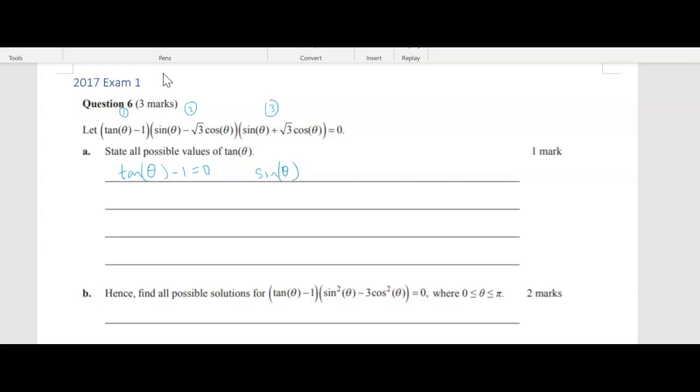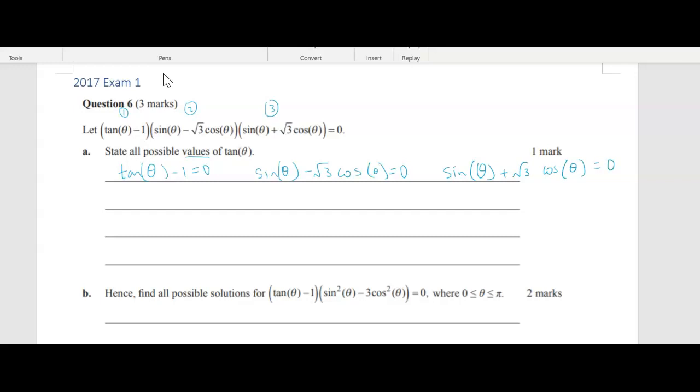All right, so we're looking for possible values. So that's an indication that we might have more than one solution. Equals 0. And then the third bracket. So just think of your null factor law when you're solving quadratics.